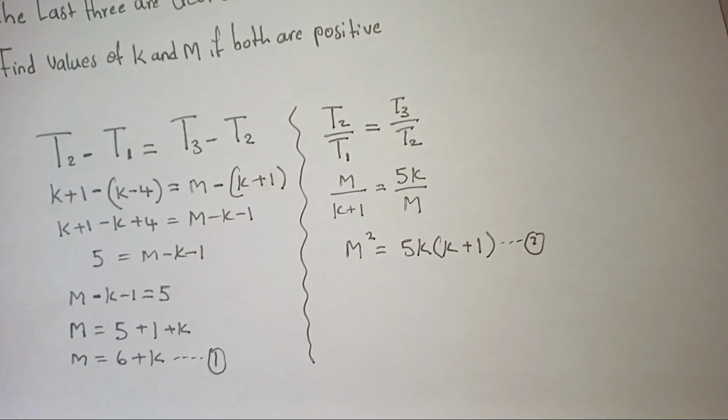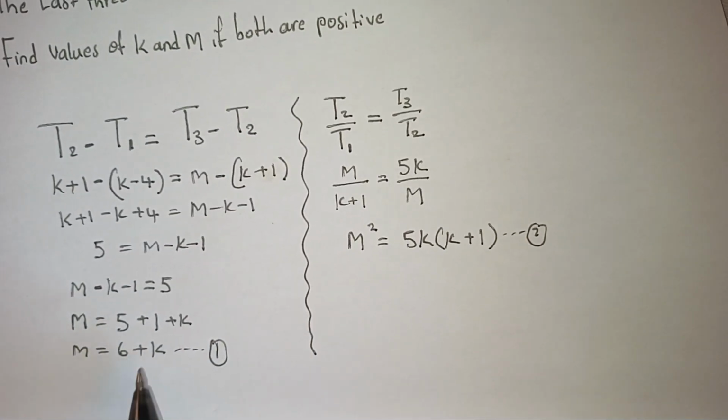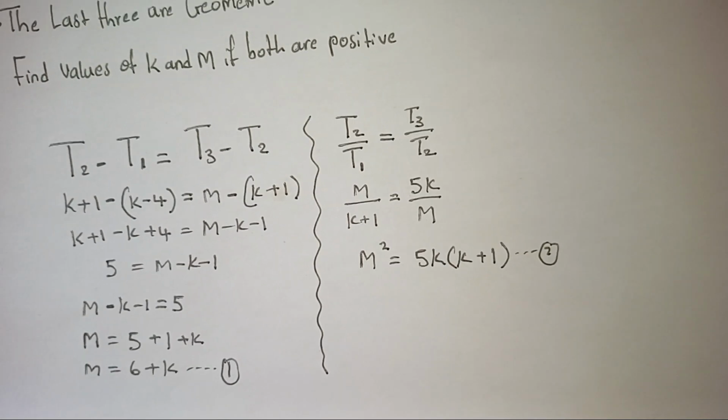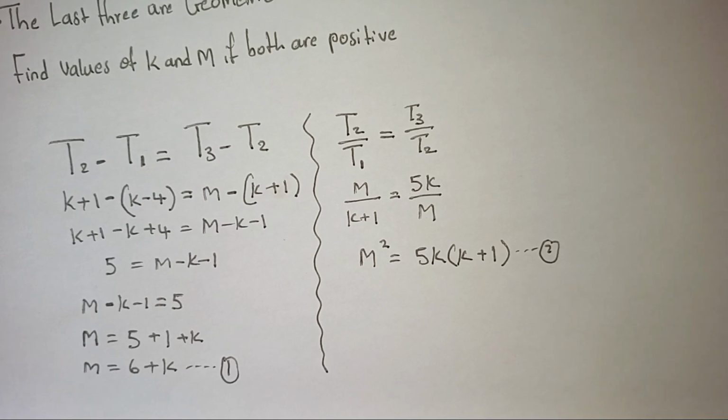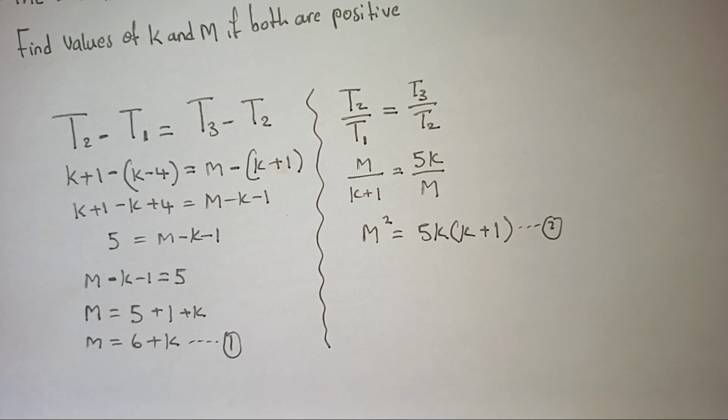And then let's treat this one as equation 2. You see, now we have two equations. We have equation 1 and equation 2. So now remember, we are asked to find the values of k and m if both of them are positive integers. Okay, so now because we have two equations, equation 2 and equation 1.